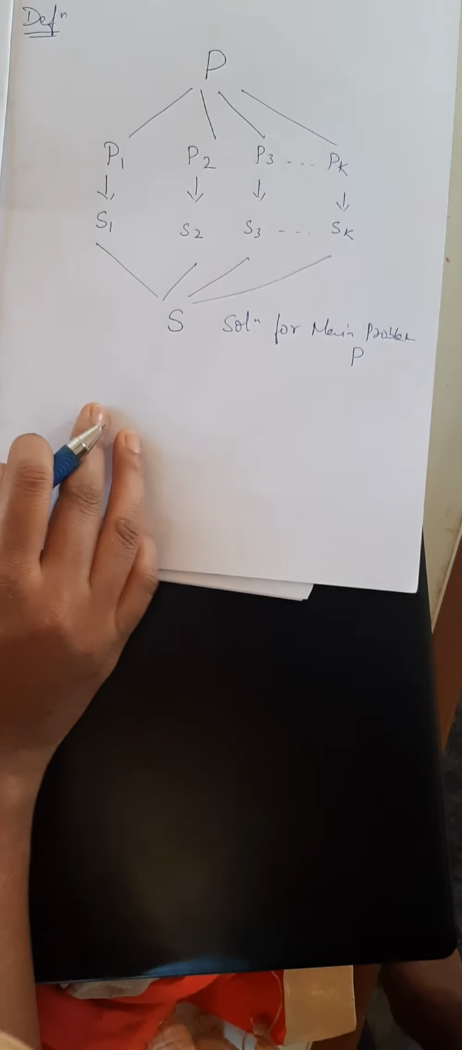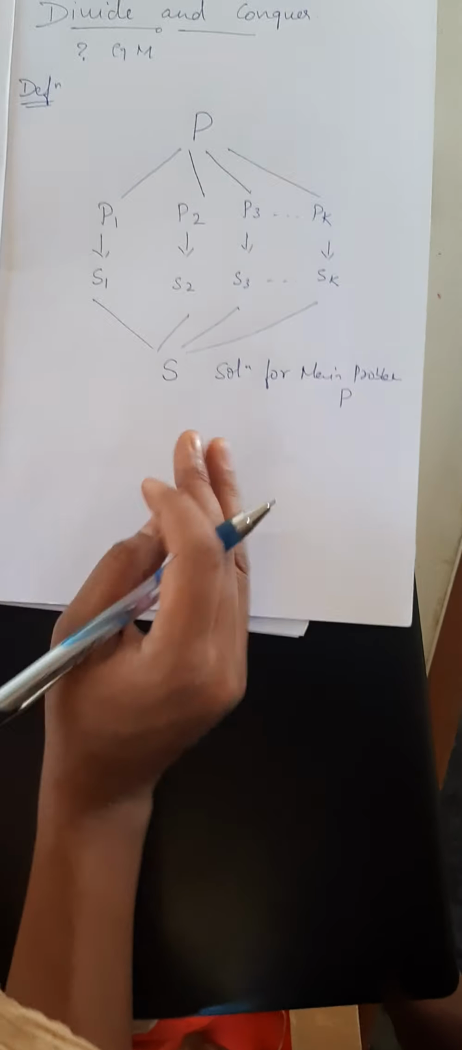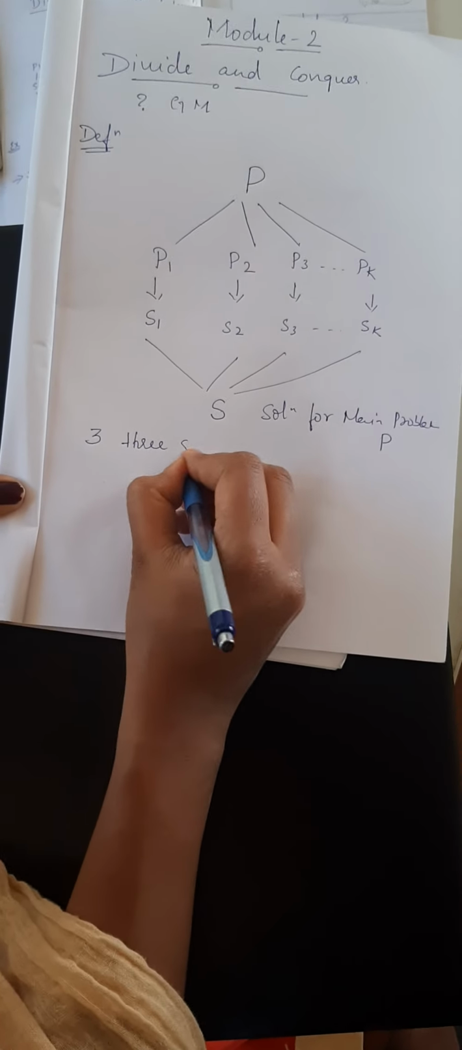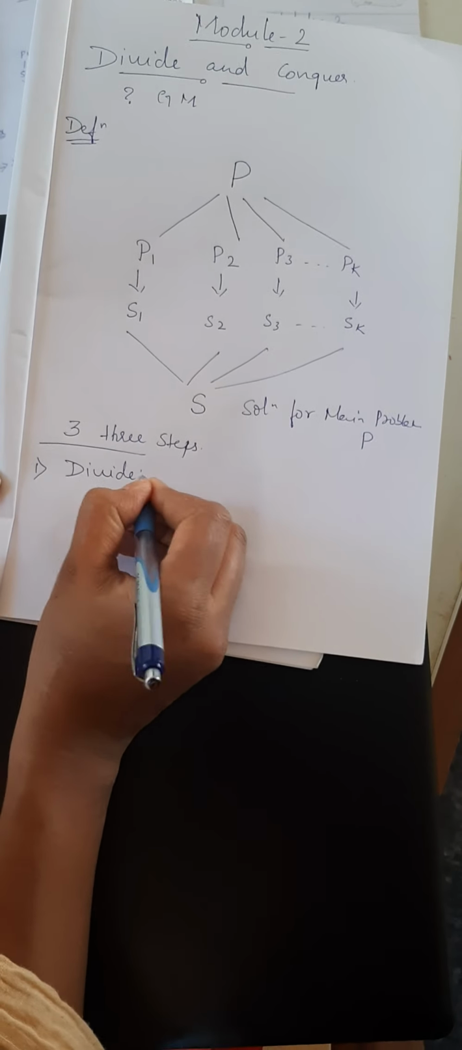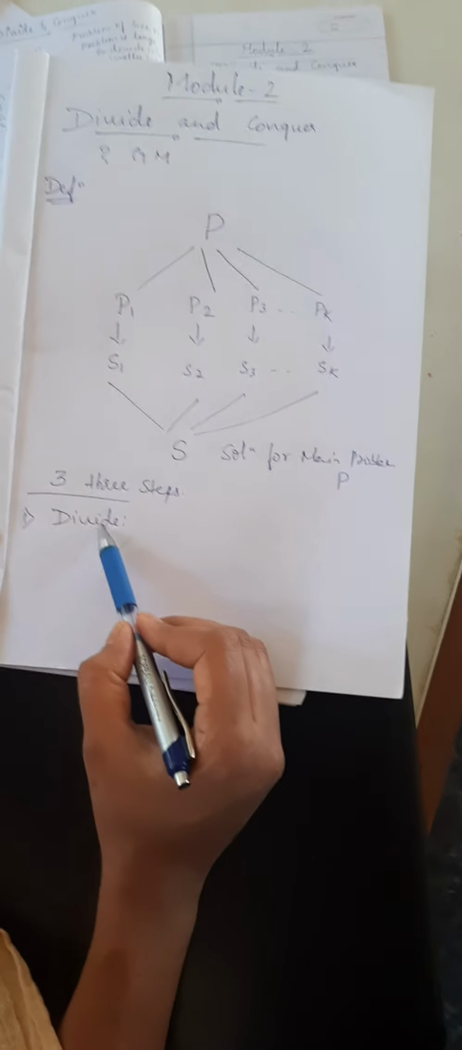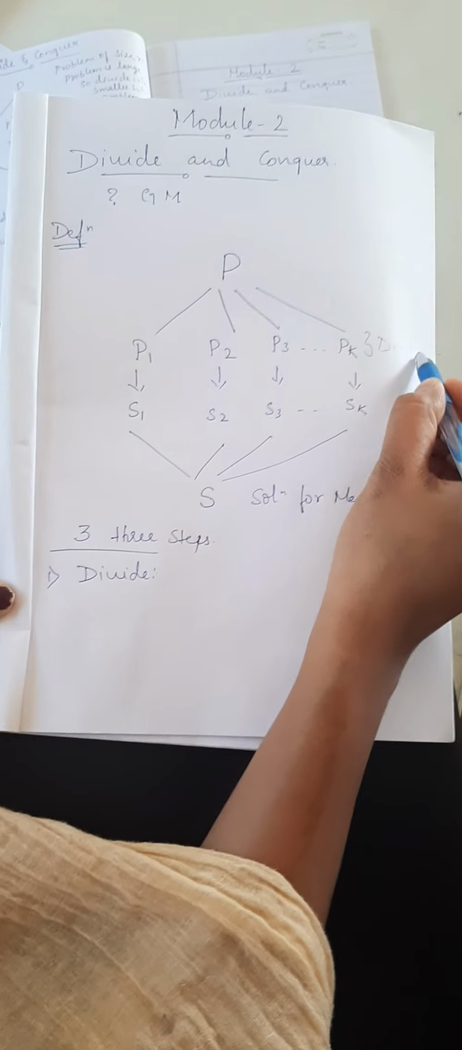Next, we'll see what is the general method of divide and conquer. The general method of divide and conquer requires 3 steps. First one is divide. What is this divide? As I told you, the problem is divided into number of sub-problems. This we call it as divide.